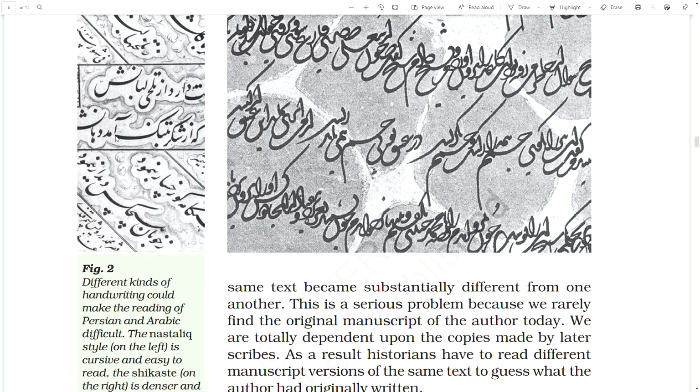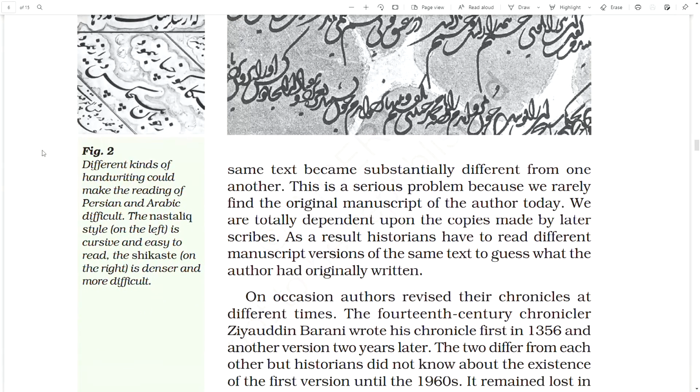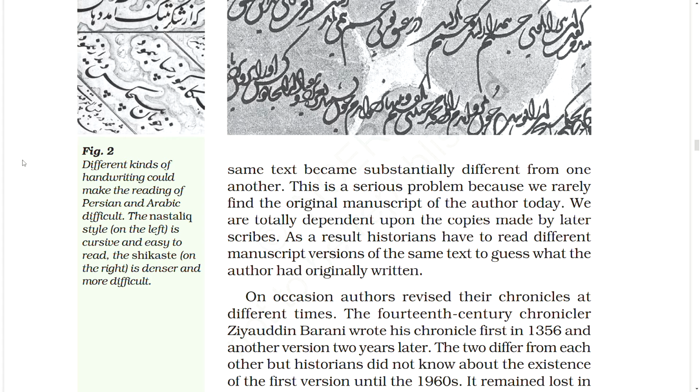Figure: different kinds of handwriting could make the reading of Persian and Arabic difficult. The Nastaliq style on the left is cursive and easy to read. The Shikasta on the right is denser and more difficult.